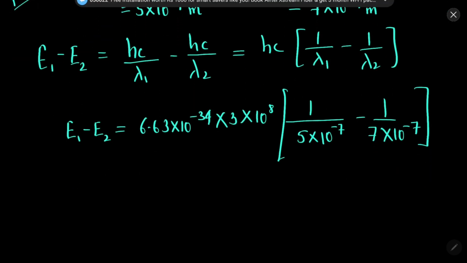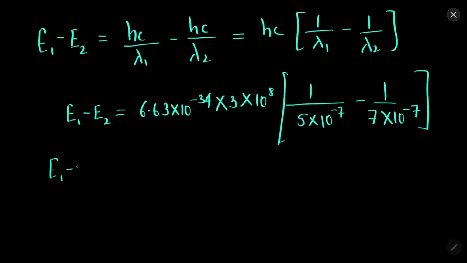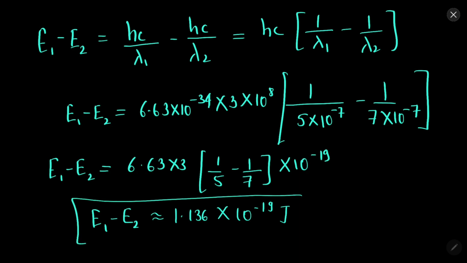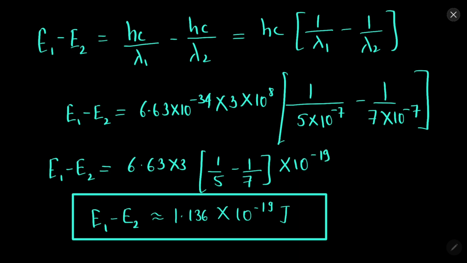Once we simplify this, E1 minus E2, or the energy difference, will be approximately equal to 6.63 into 3, times 1 by 5 minus 1 by 7. Once we simplify further, we obtain approximately 1.136 into 10 to the power minus 19 joules. So this is the approximate value that we get for the energy difference.